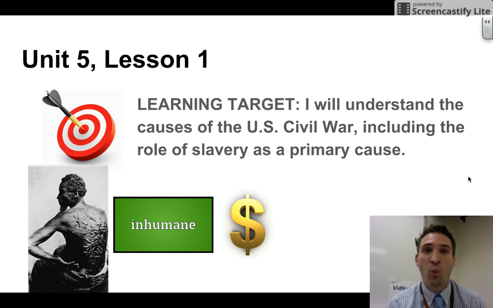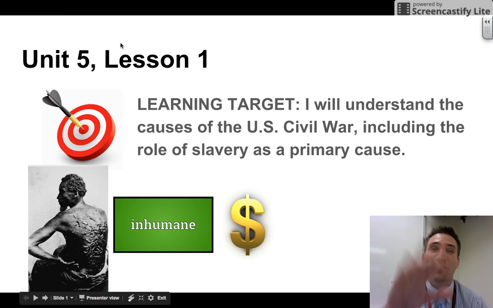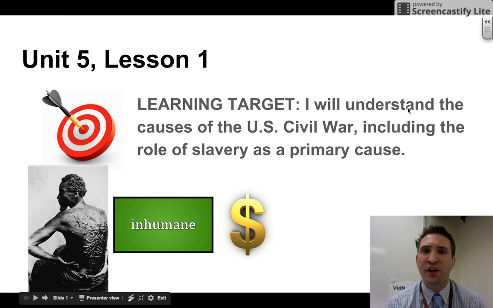It's lesson 1 of Unit 5. Learning Target: I will understand the causes of the U.S. Civil War, including the role of slavery as a primary cause.